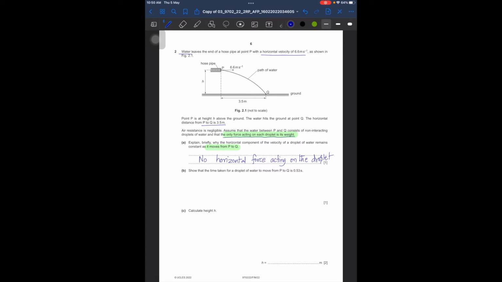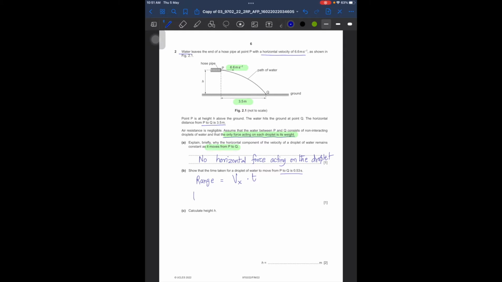Okay, next, show that the time taken for the droplet of water to move from P to Q is 0.53 seconds. So time, now we can get time from the horizontal values as well as from the vertical values. So for the horizontal, we have got the range here, which is obviously in the horizontal direction. We also have the horizontal component of the velocity, which remains constant throughout. So we can use range is equal to Vx, the horizontal velocity, times t.